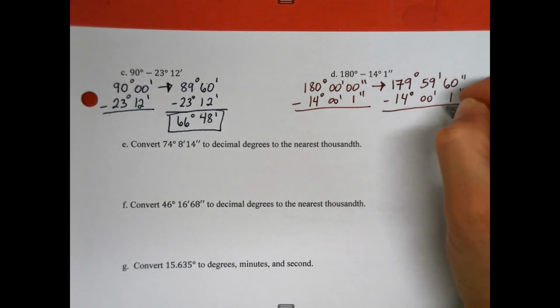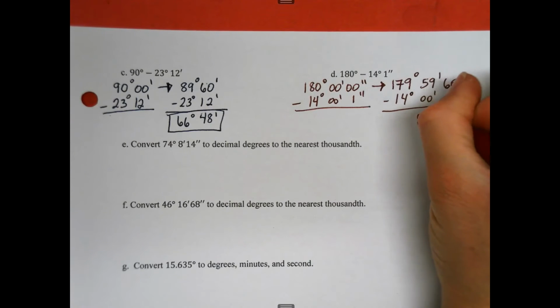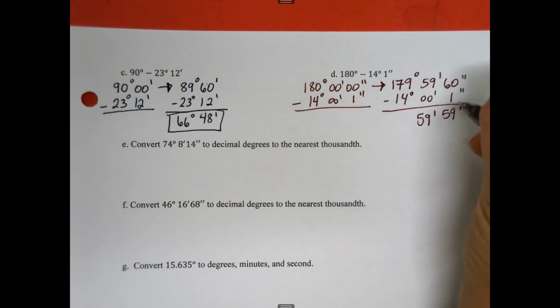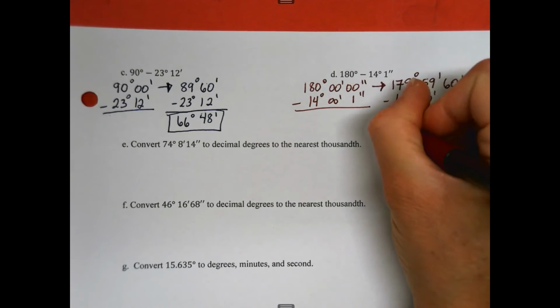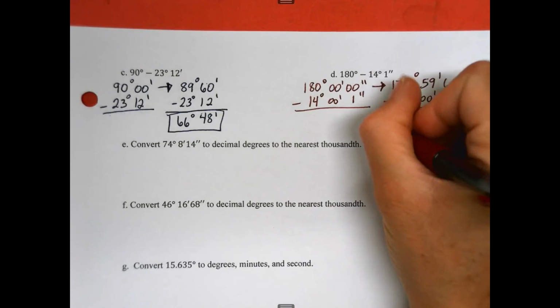60 minus 1 gives us 59 seconds. 59 minus 0 gives us 59 minutes. And 179 minus 14 is 165 degrees.